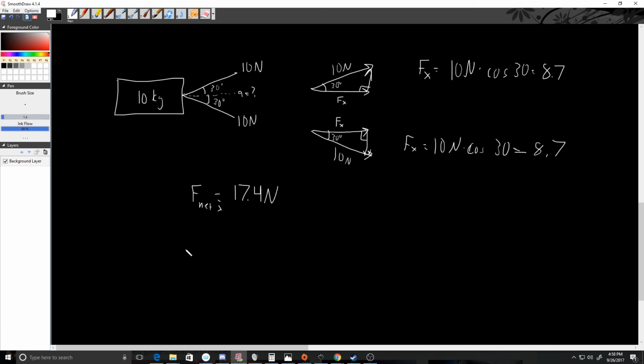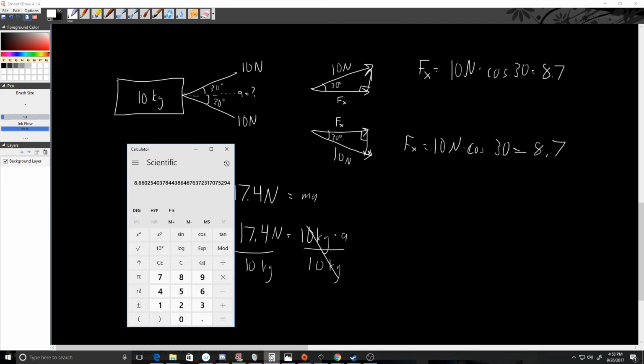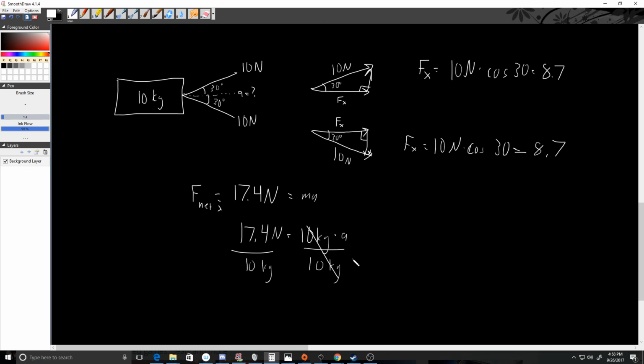All right, and now I know the mass, and that's equal to mass times acceleration. So 17.4 newtons is equal to 10 kilograms times a. a is what I'm looking for. Divide both sides by 10 kilograms. All right, so now back to the calculator. 17.4 divided by 10. 1.74 is the acceleration here, meters per second squared.